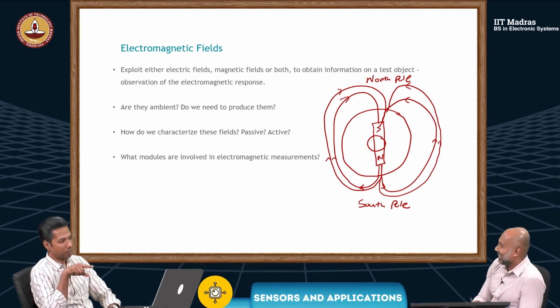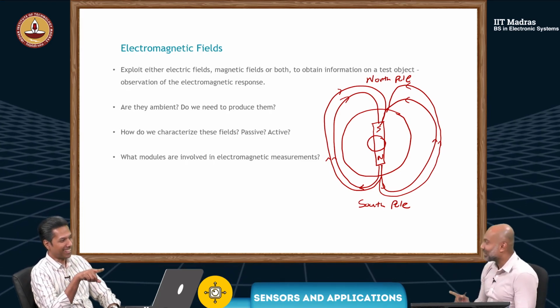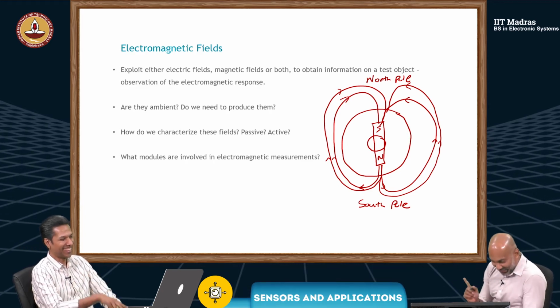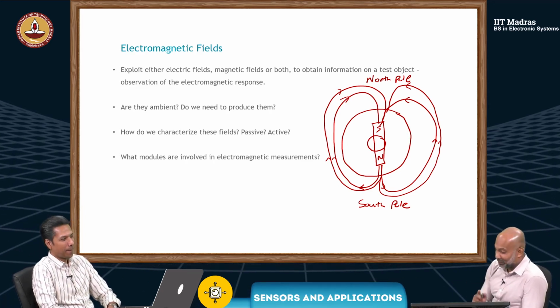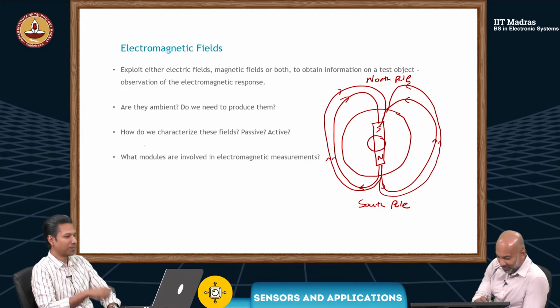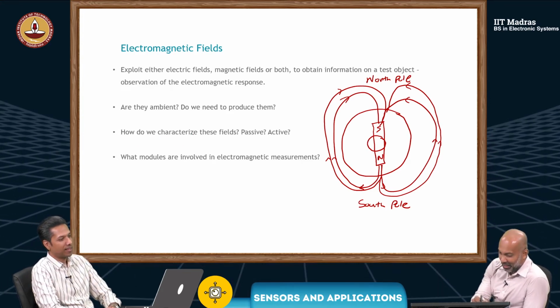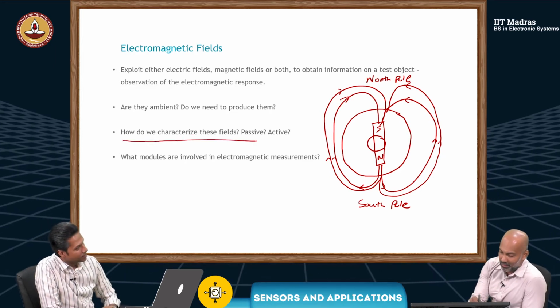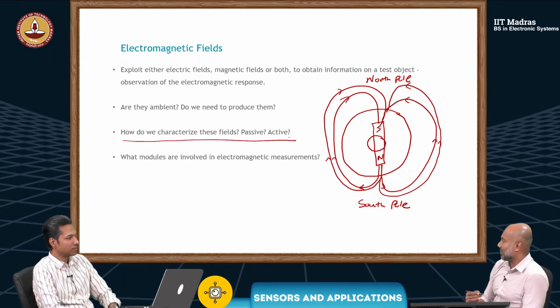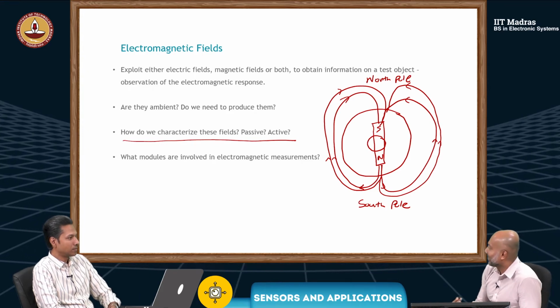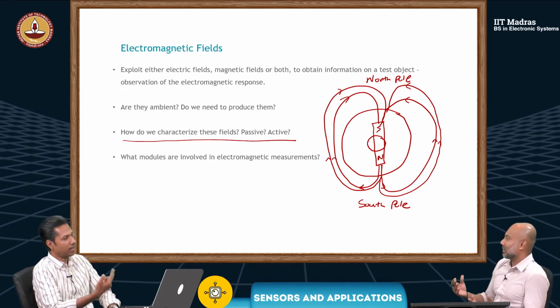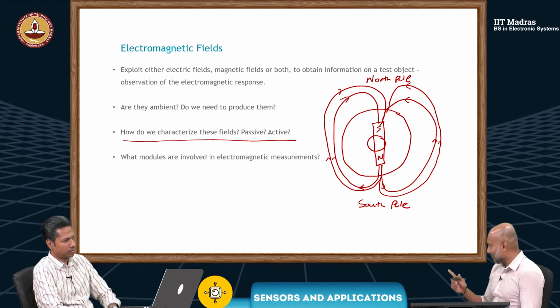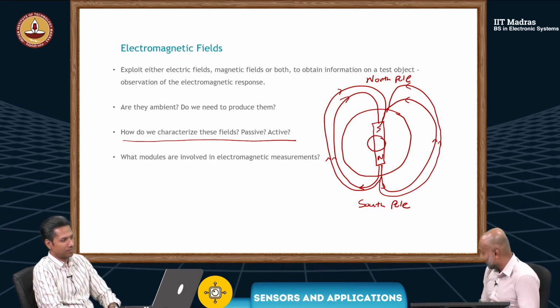Maybe if I'm using a magnet to find out which direction. You're getting there. So here we ask the next question. Let's say we're talking about the Earth's magnet. How do we characterize this field? Is there a passive way to do it? Is there an active way? I can use a compass.